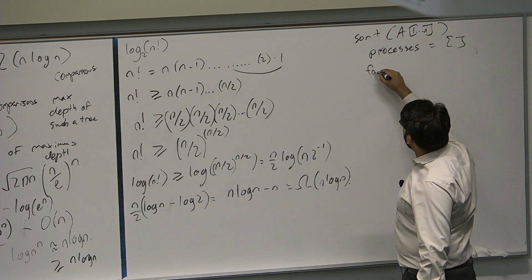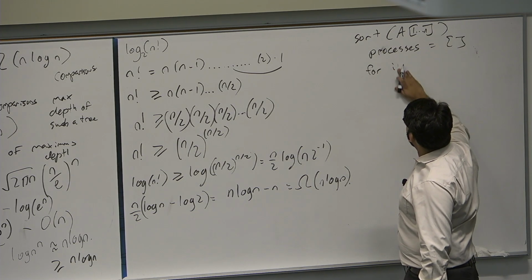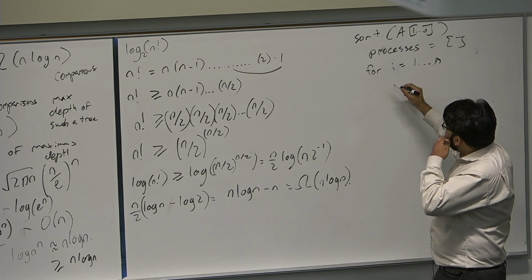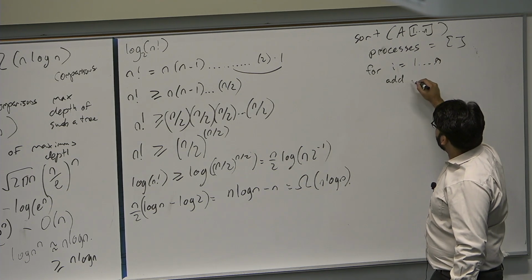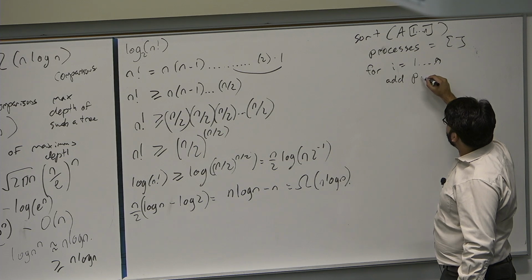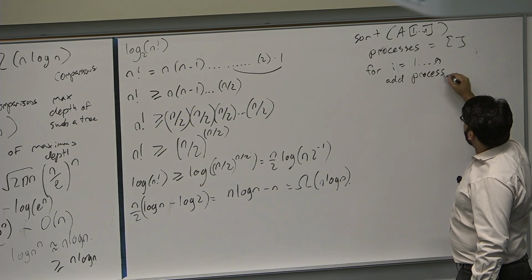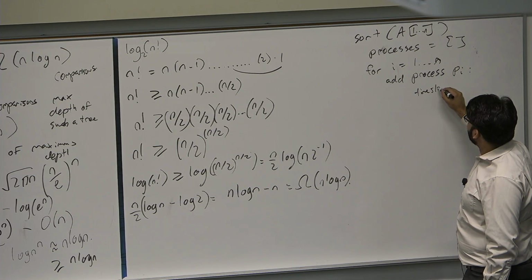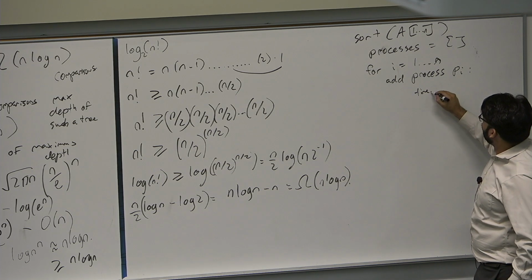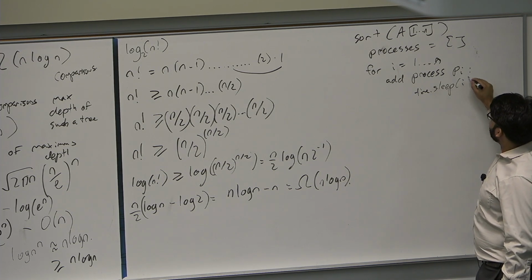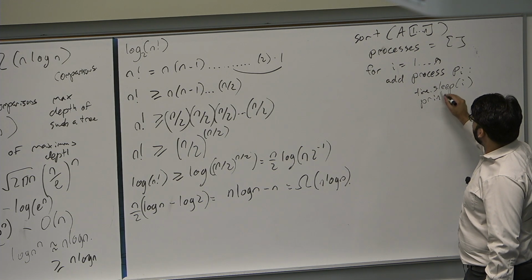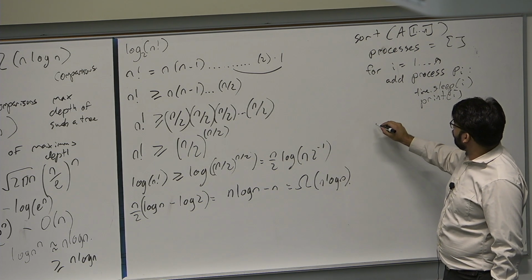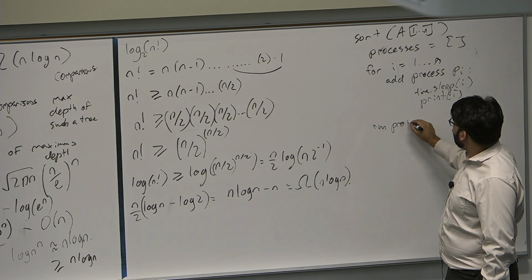And then we say for i in 1 to n, what we're going to do is add process pi, which is going to do the following. It's going to say time.sleep i seconds, and then it's going to print i. And then at the end, we add that to the process list, and then we run all processes at the same time.